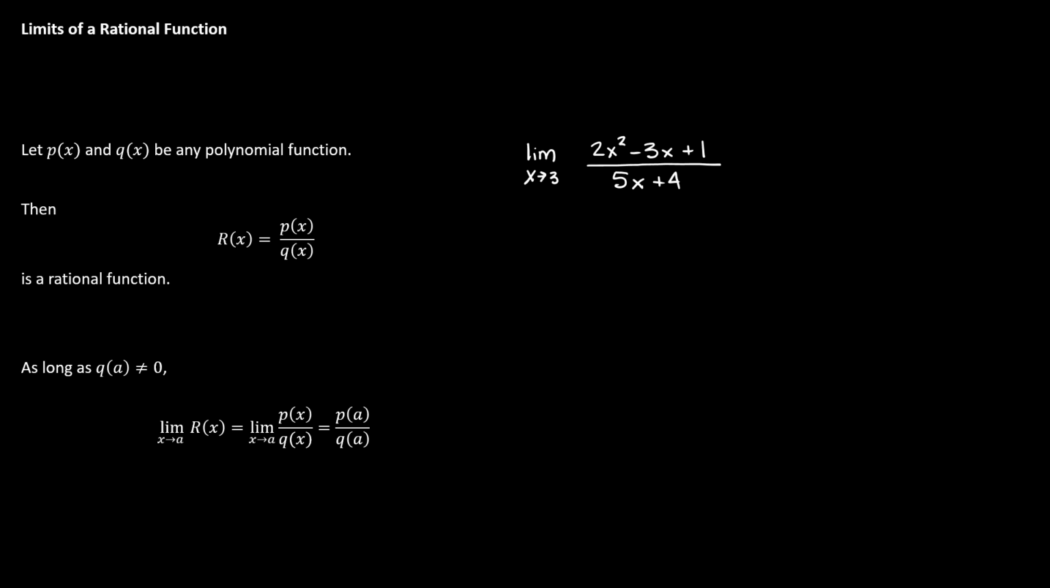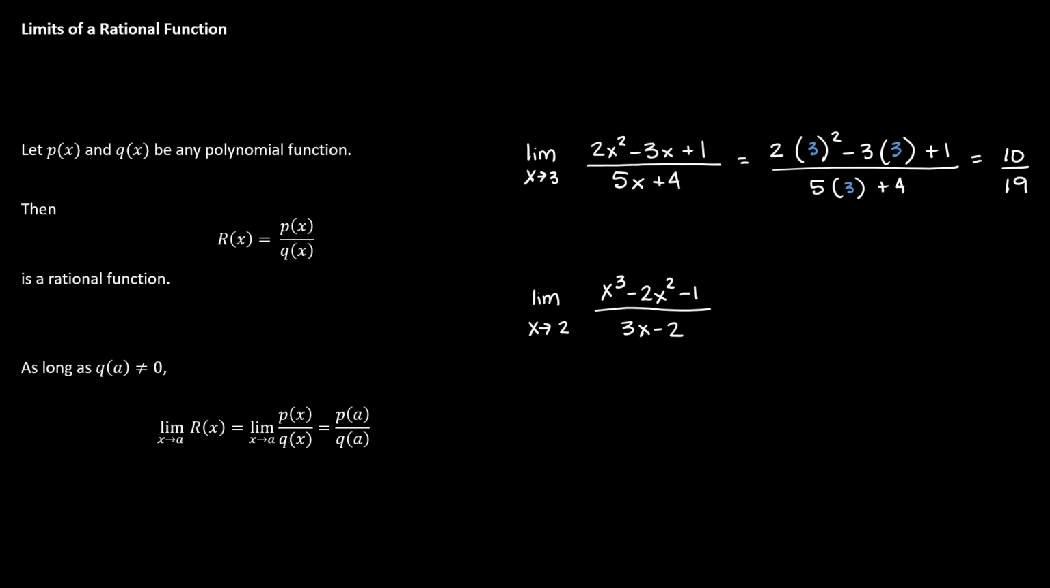Let's try this function, 2x squared minus 3x plus 1, that's our numerator polynomial, over 5x plus 4, that's our denominator polynomial. We're looking at the limit when x is approaching 3, and since 3 does not cause the denominator to be 0, we can go ahead with direct substitution. All we need to do is replace all of the x's in our function with 3. And simplify, we get 10 over 19.